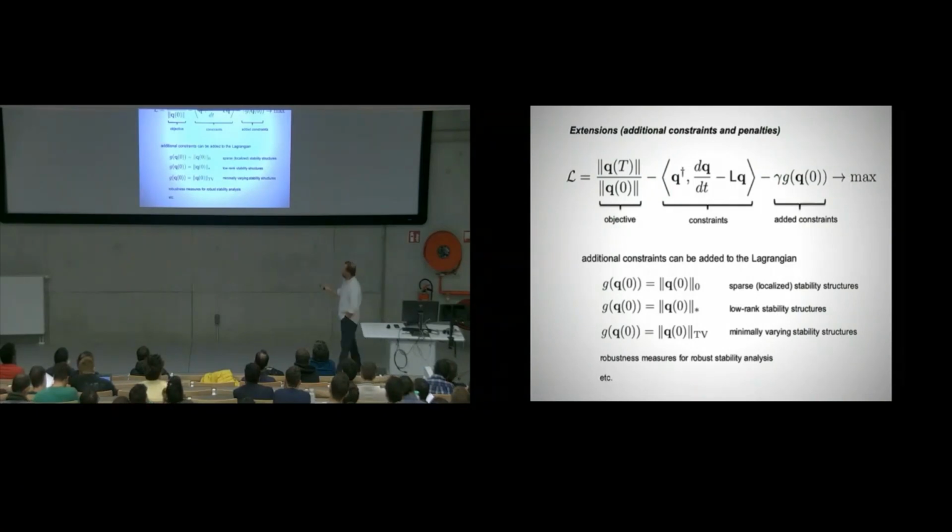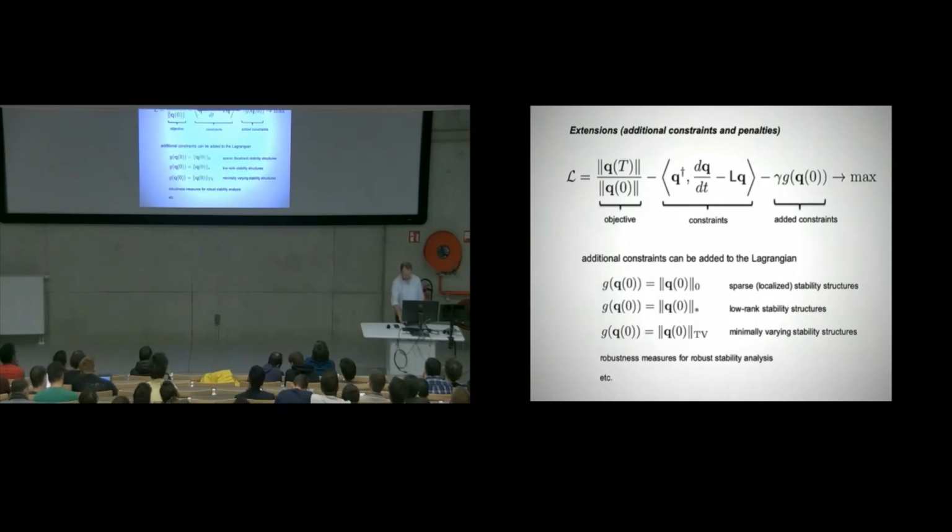The flexibility is there. You can also have a low-rank stability structure if you penalize it with the nuclear norm. Or you can have some that is the smoothest possible one, so you penalize the total variation of your initial condition. And you can throw in anything you want to on the right-hand side. So for example, you can say, I want to have a structure that is least sensitive to changes in the Reynolds number. So that asks for robustness. Things of that sort. So the possibilities are almost limitless.